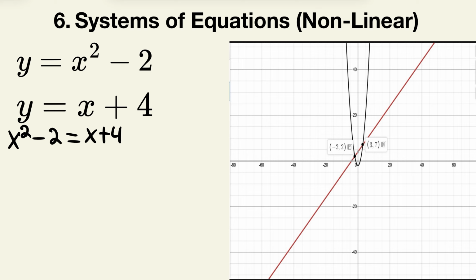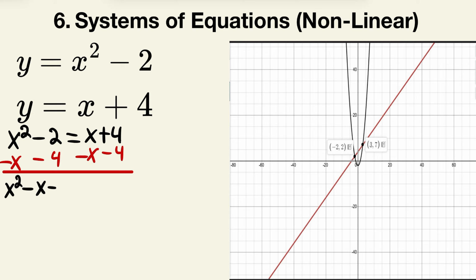The next step I'm going to take is to move all the terms to one side, so that way the equation will equal 0. So we're going to subtract x from the right and from the left, and we're going to subtract 4 from the right and from the left as well. And you can see here that the right side does equal 0. Okay, so we have x squared minus x minus 6 equals 0.